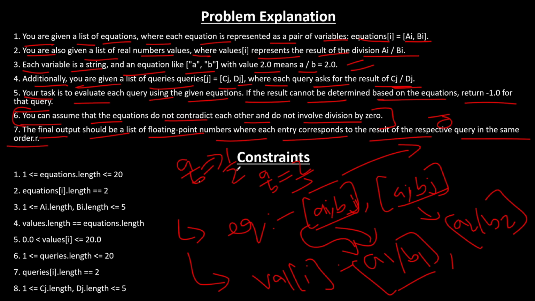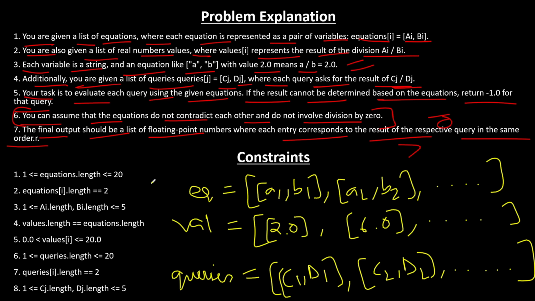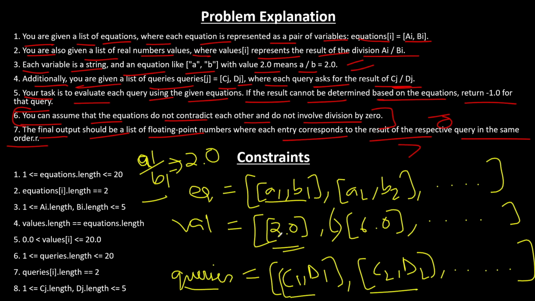So let me simplify it. This is what is actually given to us. For a1, b1, when we divide a1 by b1, the output which we get is this. So basically it means that a1 divided by b1 is 2.0. Similarly, a2 divided by b2, the value is 6.0. And we have to find for each query what would be the value of c1 d1 and c2 d2. This is what the question is asking in simple terms.